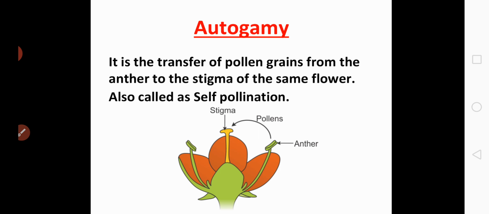Now what do you mean by autogamy? If the transfer of pollen grains takes place from the anther to the stigma of the same flower, once again I'll repeat, if the pollination takes place within the same flower, then it is called autogamy. And this autogamy is also called self-pollination.